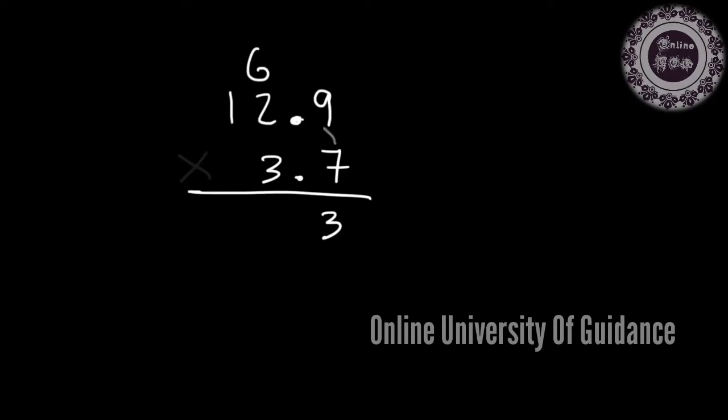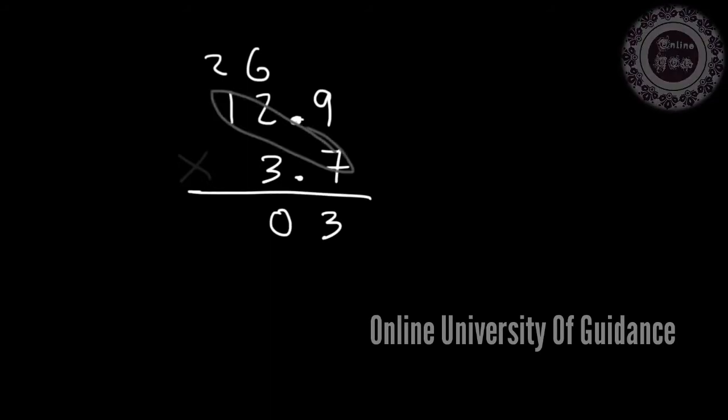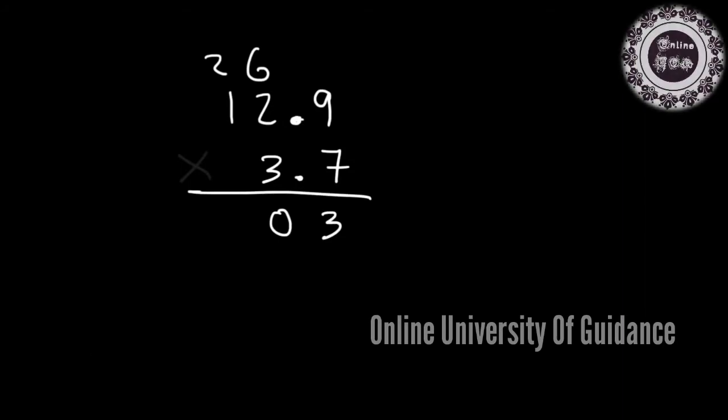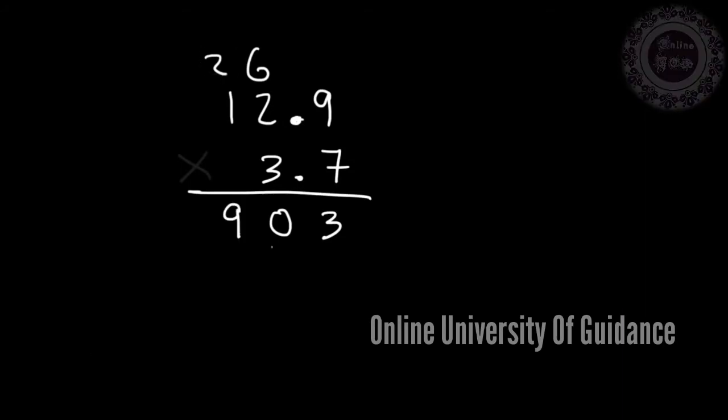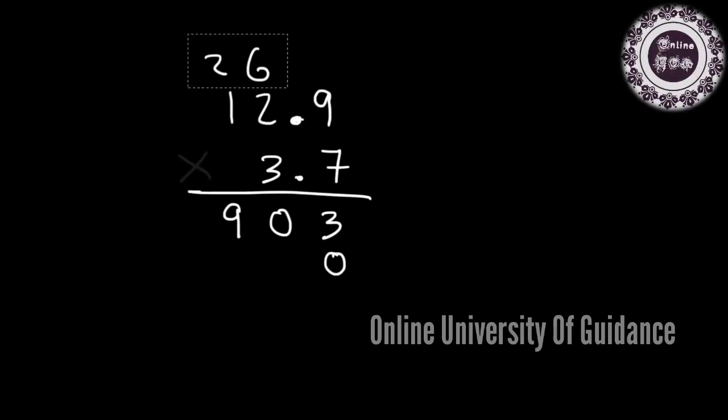Next, let's multiply 2 times 7. 2 times 7 is 14, plus 6, that's going to be 20. So we're going to write the 0 and carry over the 2. Next we have 1 times 7, which is 7 plus 2. That's equal to 9. Now let's add a 0. Let's get rid of these numbers.